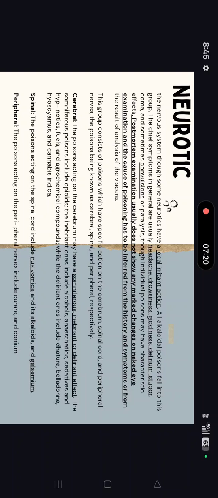Now the cerebrum has three types of effect: somniferous, inebriant, and deliriant. Somniferous is related to somnolence, an intense desire to sleep, for example opioids. Inebriant produces the effect of drunkenness, intoxication, like liquor, alcohol, anesthesia, and fuel. Deliriant causes delirium: datura, belladonna, and hyoscyamus. Easy one. In spinal, the great paralyzers are gelsemium and nux vomica. In peripheral, there are curare and conium.